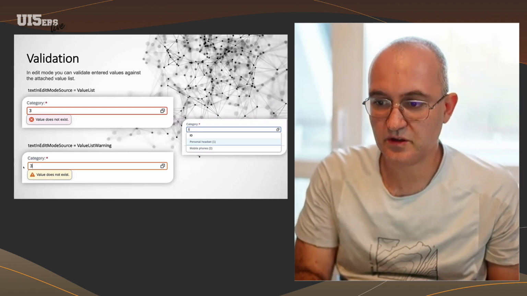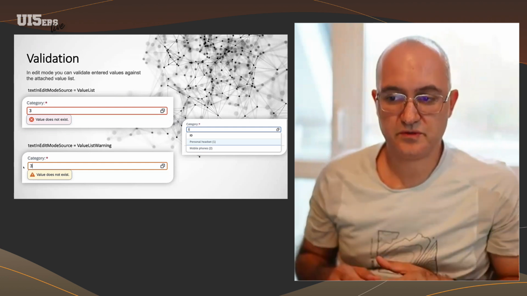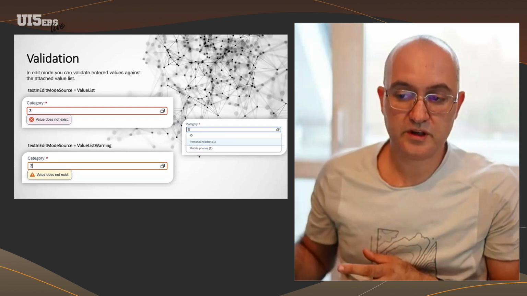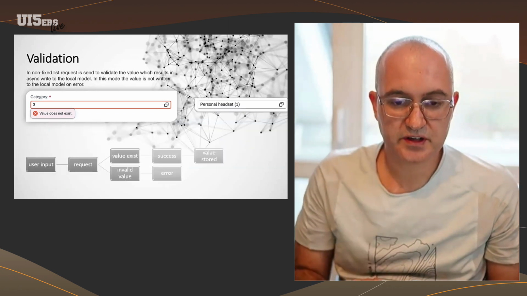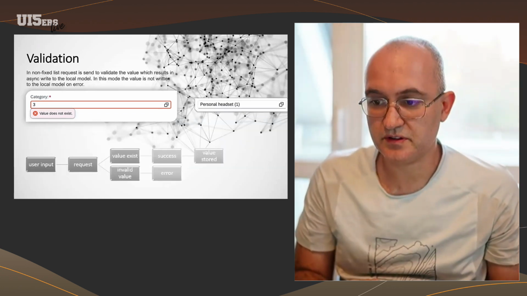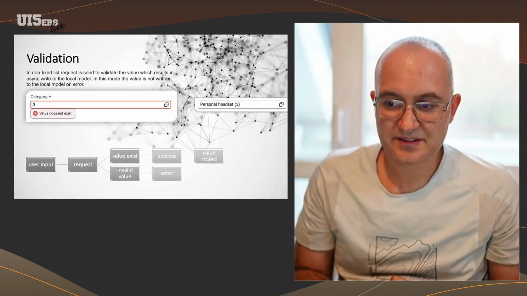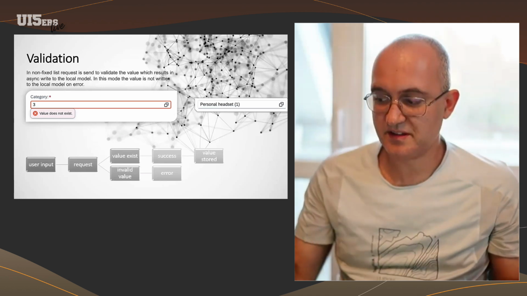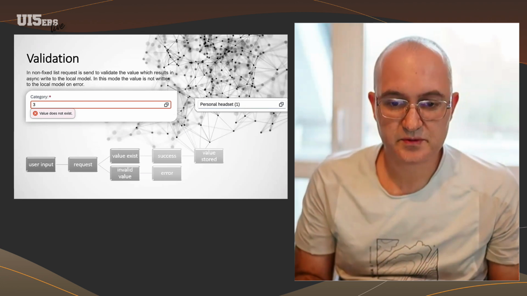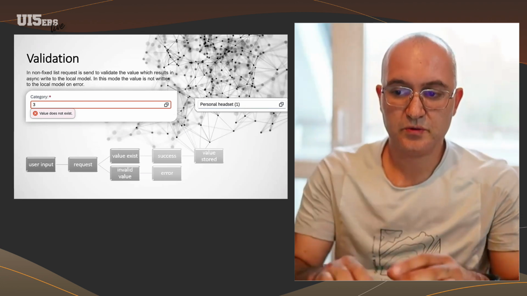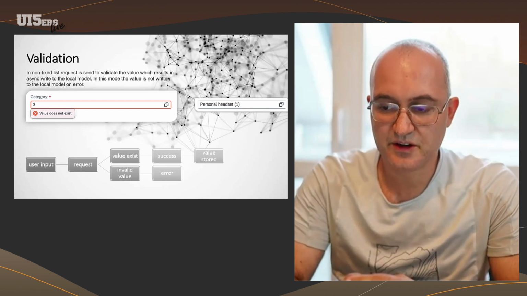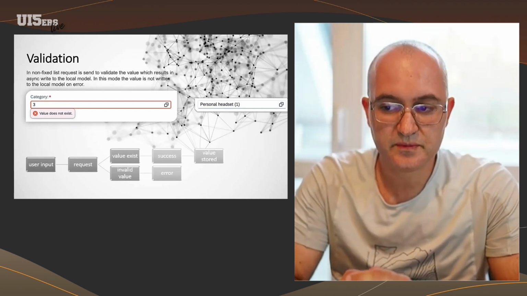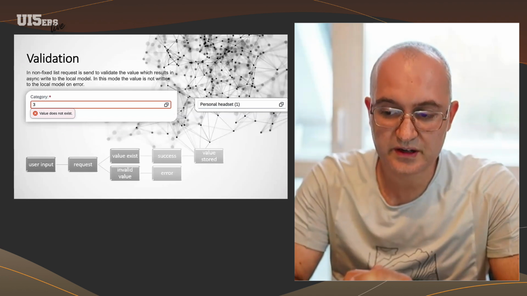So maybe we don't want to fully stop the user from entering a value, but only to warn them, okay, this value does not exist. How is this working? For example, for the error state, and I have to warn you, this is a totally asynchronous operation. So writing to the model is not like writing in a regular input where you tab out and the value is immediately available in the local model. Here we have some async operation before we can write the value to the model.